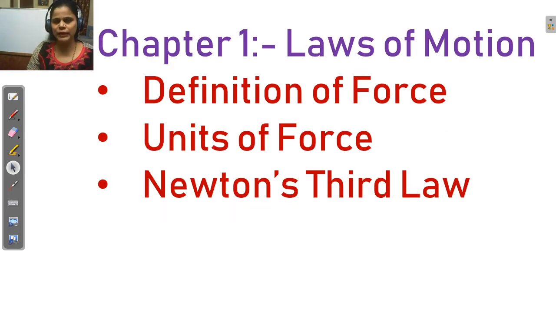And our today's topic is Chapter 1 Laws of Motion. In this lecture, we will study the definition of force, units of force, and Newton's third law. In our previous lectures, we have studied Newton's first law and Newton's second law of motion. And today we will study Newton's third law of motion.